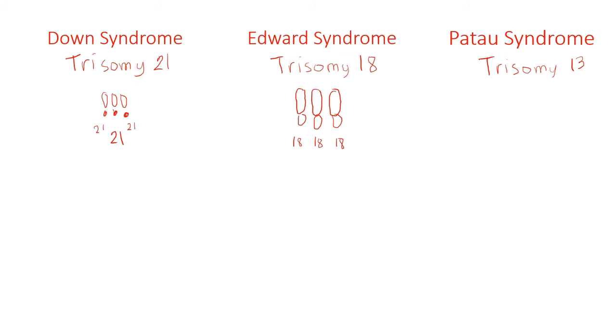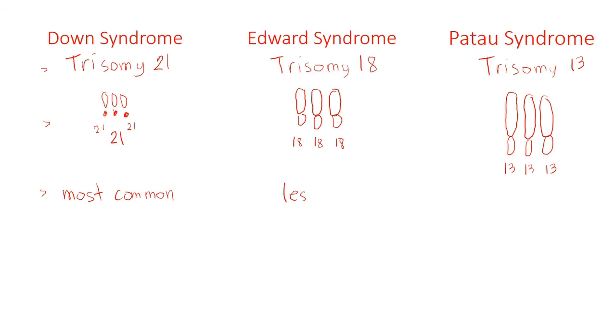And then in Patau syndrome, there are 3 copies of chromosome number 13. So you have 1, 2, 3, and this one. So we have chromosome 13, 13, and 13. Now, if you're going to ask me which is the most common here, trisomy 21 is the most common of these 3. Edwards syndrome is less common, and Patau syndrome is very rare.